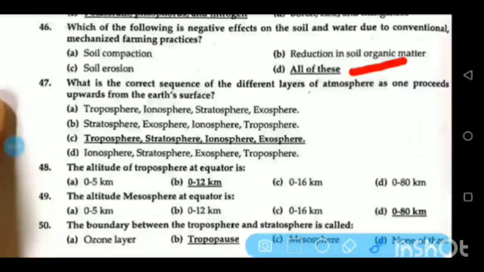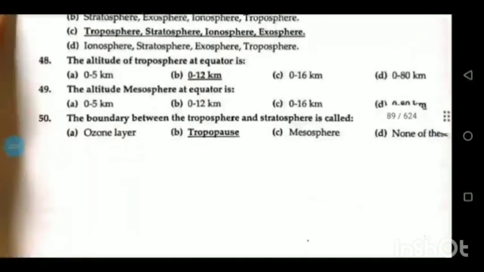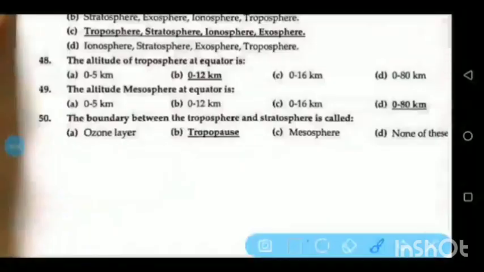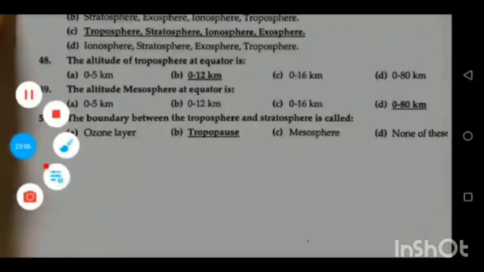What is the correct sequence of the different layers of atmosphere as one proceeds upwards from the Earth's surface? Troposphere, stratosphere, mesosphere, thermosphere, and exosphere. The altitude of troposphere at equator is 0 to 12 km. The altitude of mesosphere at equator is 0 to 80 km. The boundary between the troposphere and stratosphere is called tropopause.